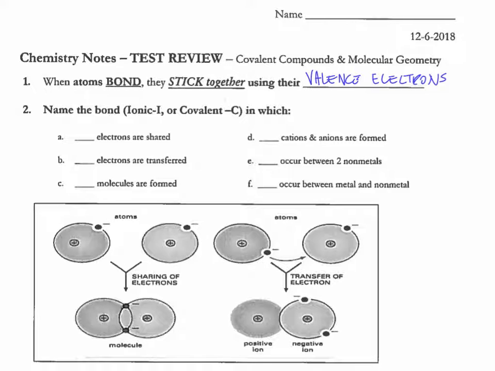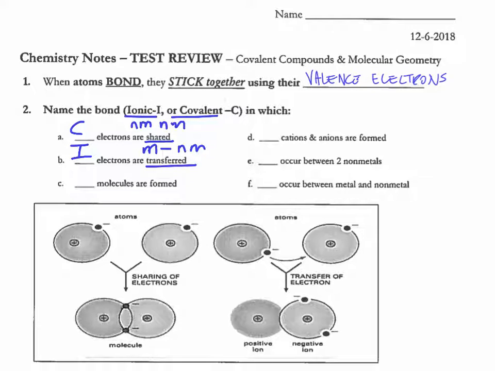Okay. Number two, we're going to identify whether it's ionic or covalent. You'll need to know the differences between the two. The type of bond where the electrons are shared, that's a key component. Sharing is a covalent compound. When electrons are transferred, that is an ionic compound, so between metals and nonmetals. So shared is between two nonmetals. Transferred, ionic, is between metals and nonmetals.